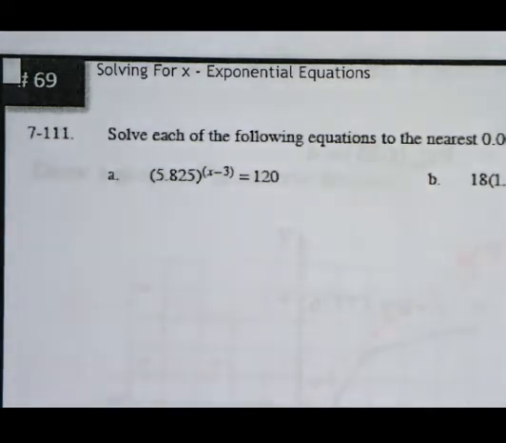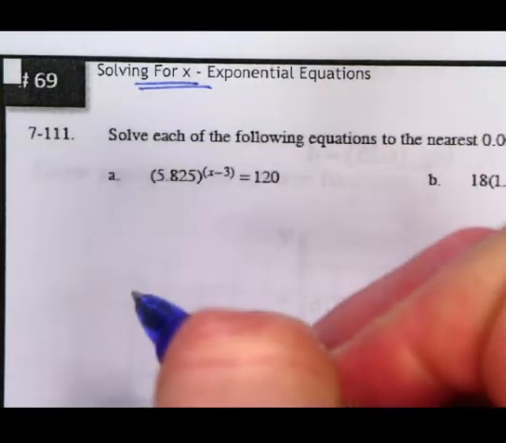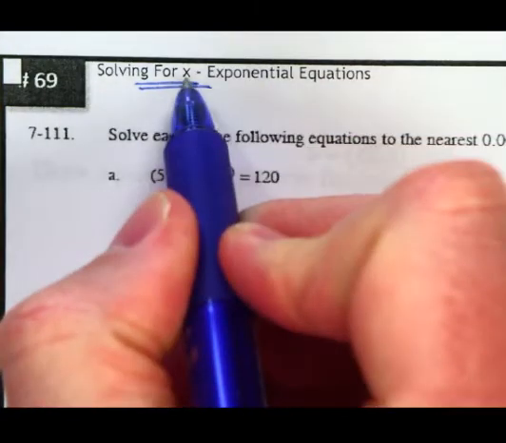All right, here we go. Solving for x in exponential equations. You guys, this has been a big skill for us. This is a big mathematical moment because we're able to solve for x when it's up top.